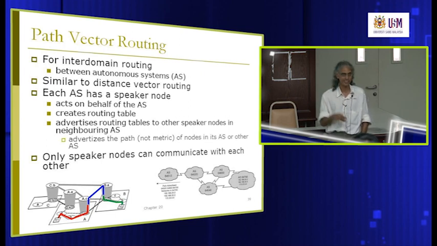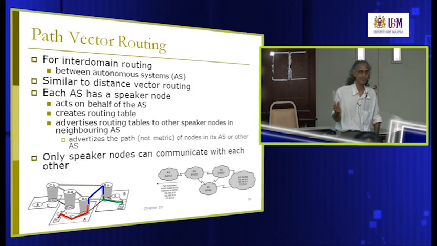So you appoint a leader, right? A chief gossiper, for example. Appoint someone. Then this person collects information from this neighborhood and then goes to meet the leader from the other neighborhood and then exchange information. So that's what the speaker node is. Exchange information between the zones.